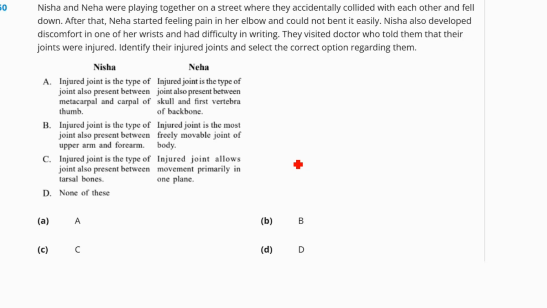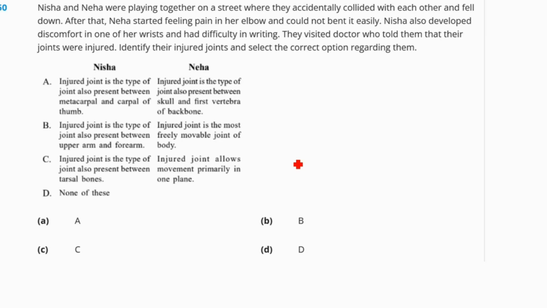Question number 50. Nisha and Neha were playing together on a street where they accidentally collide with each other and fell down. After that, Neha started feeling pain in her elbow and could not bend it easily. Nisha also developed discomfort in one of her wrists and had difficulty in writing. They visited a doctor who told them that their joints were injured. Identify their injured joints, and select the correct option regarding them.